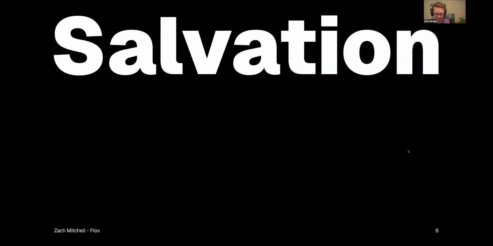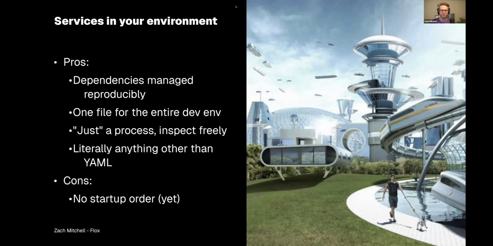to Flox services. So the upside here is that the dependencies for your services are managed just like any other dependency for your developer environment. It's also one file for the entire thing. Your services are defined in the same manifest.toml that all your dependencies and stuff like that are. The next thing is that because these are just processes, it means that there's no port mapping, mounting, anything like that. You just say run and it runs.